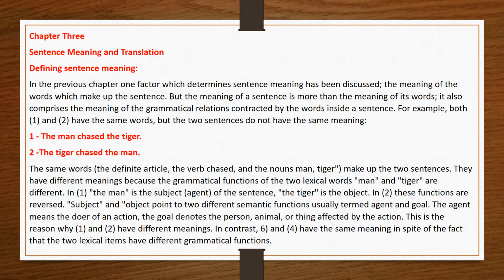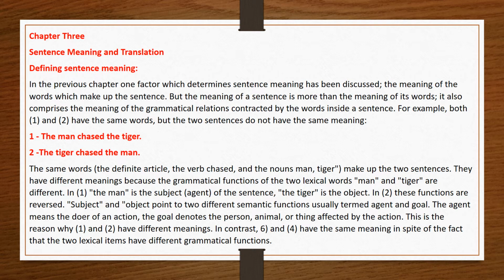They have different meanings because the grammatical functions of the two lexical words, man and tiger, are different. In sentence number 1, the man is the subject, he's the agent of the sentence, which means he's the doer of the action. Tiger is the object in the first one. In the second sentence, these functions are reversed. The subject and the object point to different semantic functions, usually termed agent and goal. The agent means the doer of the action. The goal denotes the person, animal, or thing affected by the action. This is the reason why the first and second have different meanings.